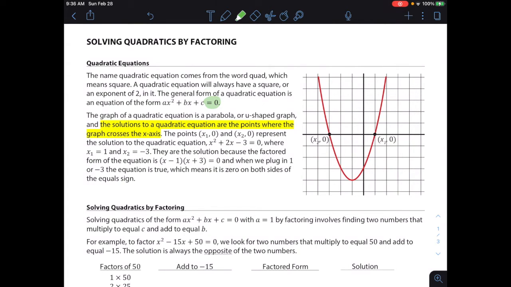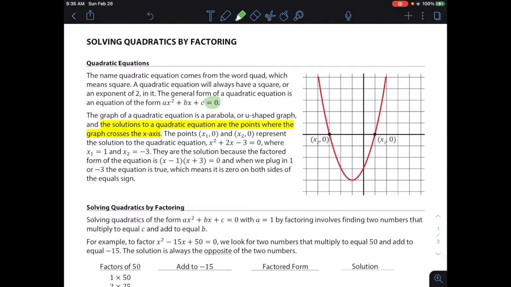So the part that's highlighted in yellow here in the next paragraph, it says the solutions to a quadratic equation are the points where the graph crosses the x-axis. All right, so one of the key things here is solutions. There is going to be more than one solution to a quadratic equation. It's true for most quadratic equations, but not all quadratic equations.